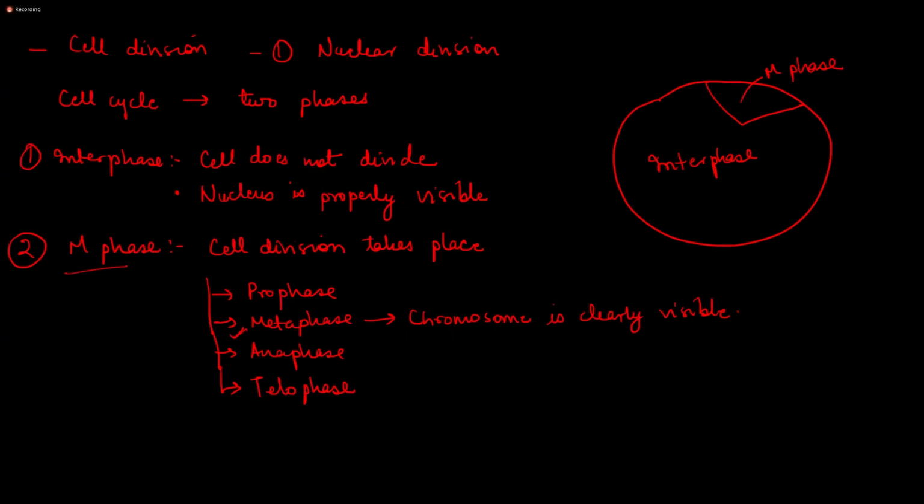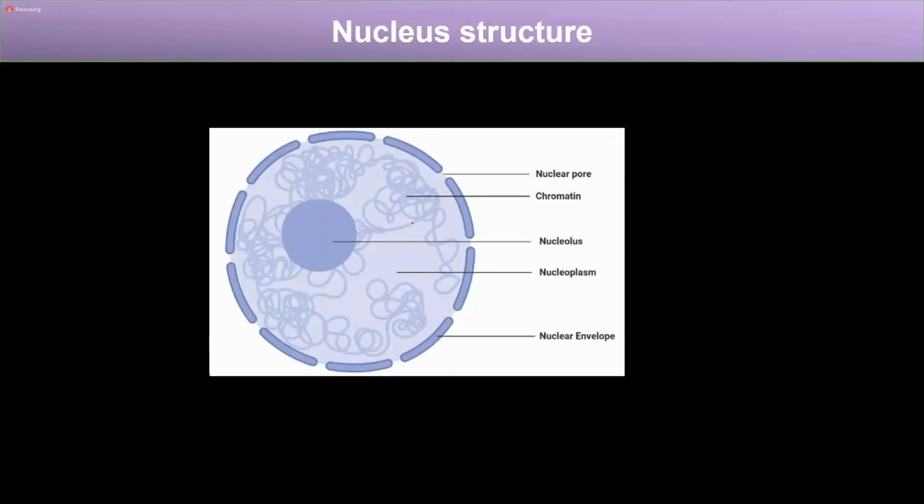Okay. Now, let's talk about the structure of the nucleus. As we can see, the structure of the nucleus looks something like this. It has different components. First of all, because it is a double membrane bound organelle, right? Nucleus is a double membrane bound organelle, so we can see that it has a nuclear envelope.